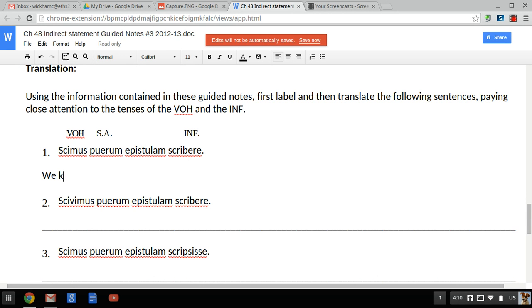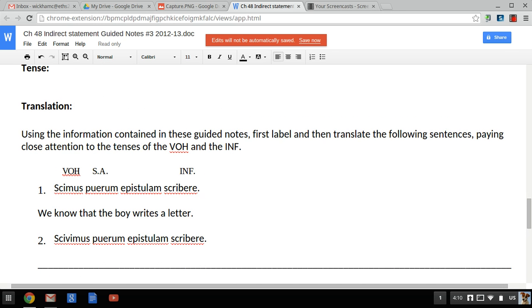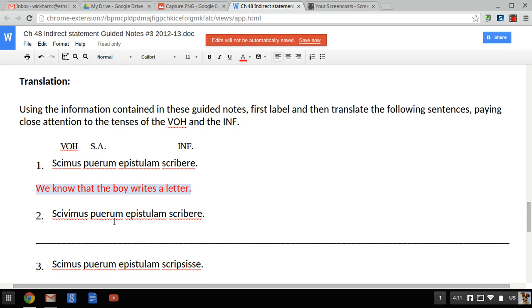We know that the boy writes a letter. So this follows the rule, though we may not have realized it when we were doing it before. It follows the rule of the verb of the head tense versus the infinitive tense. If the verb of the head is present tense, the infinitive is present tense, it's happening at the same time. We know, happening at the same time, that the boy writes a letter, right? We are knowing that the boy writes a letter, you could say.